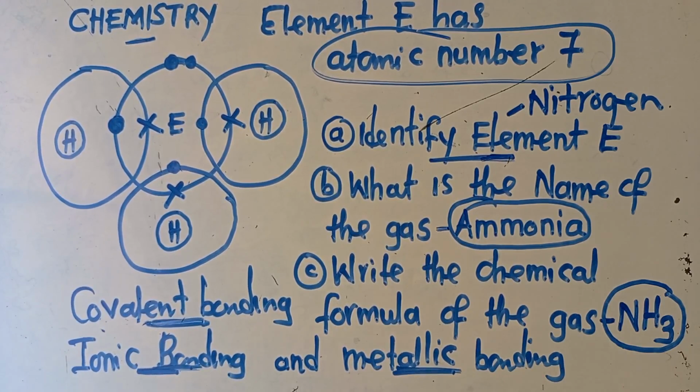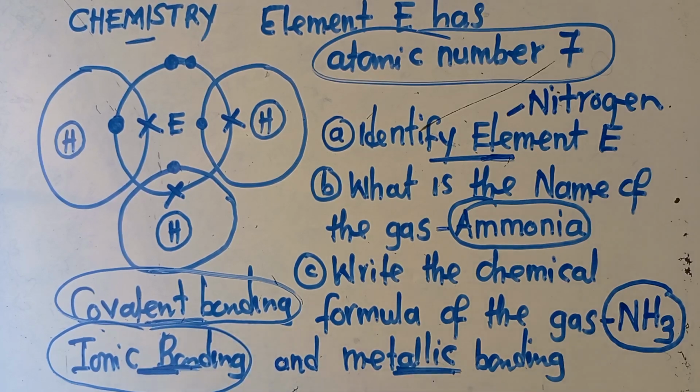You can also have a question that says, state one physical property of the gas that is due to the type of bonding. They are telling you to give a property of covalent bonding. Some of the properties are that these do not conduct electricity. Have you seen? These ones do not conduct electricity. But when we go to ionic bonding, these ones conduct electricity. These are some of the things you need to get and understand.